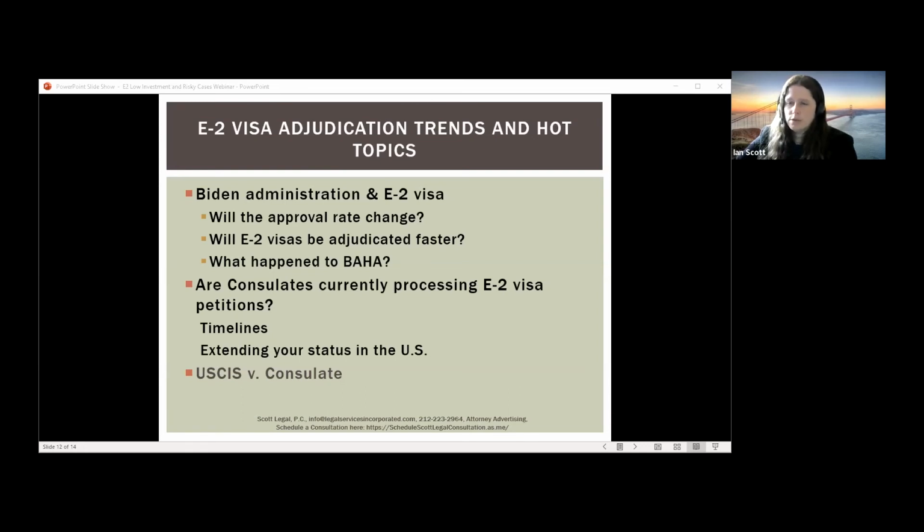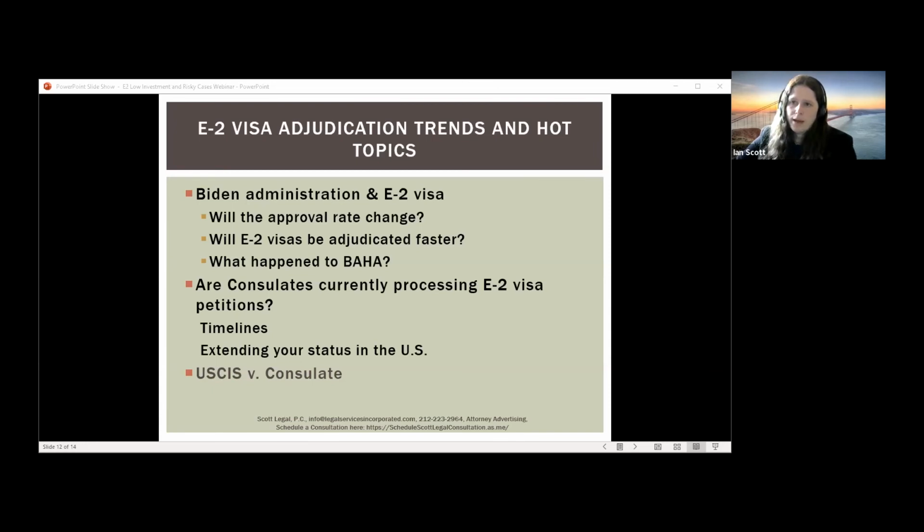In terms of adjudication times, unfortunately, because of the backlogs from the global pandemic, E-2 visas are not being adjudicated faster. That really has nothing to do with either administration. It really is just a function of global shortages and staffing caused by the pandemic.